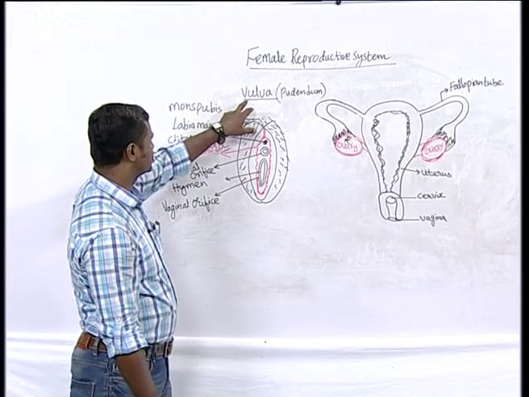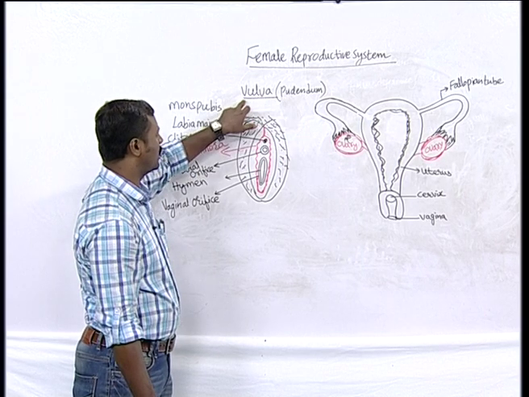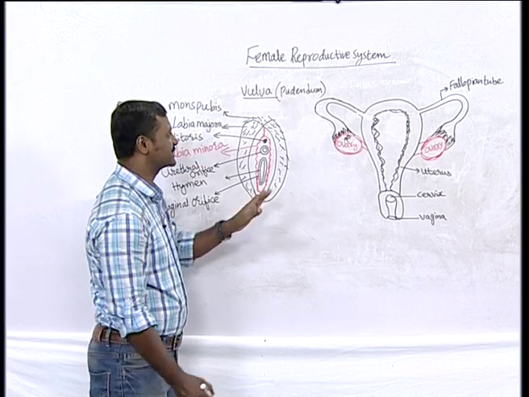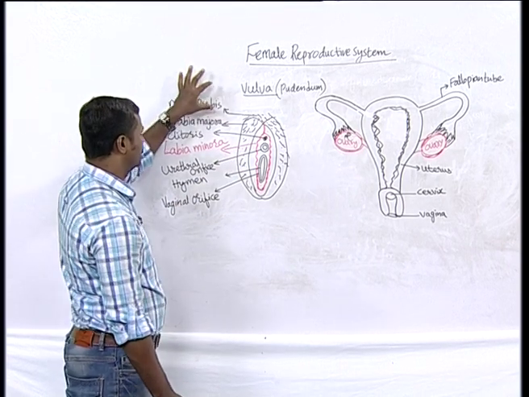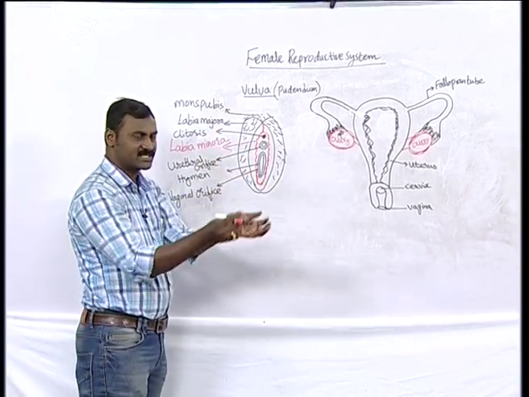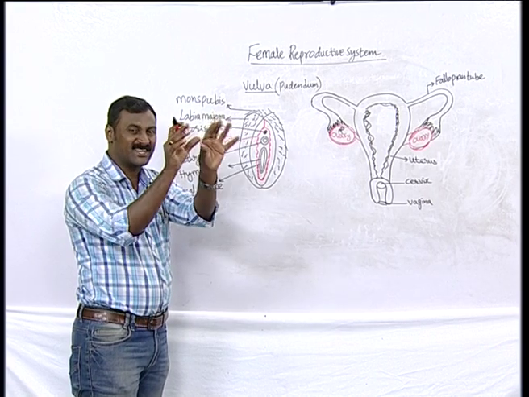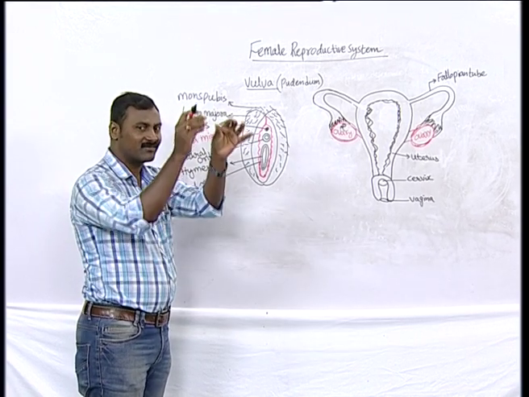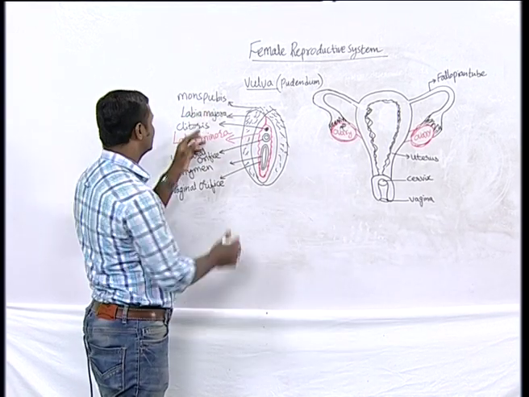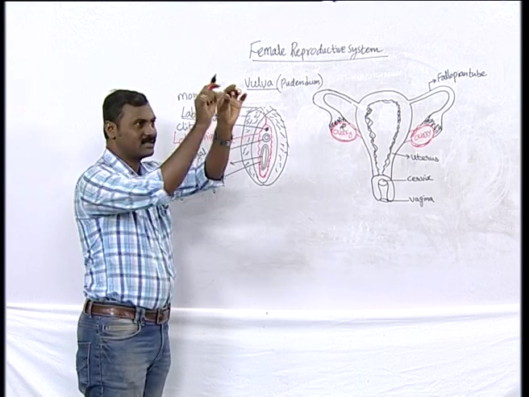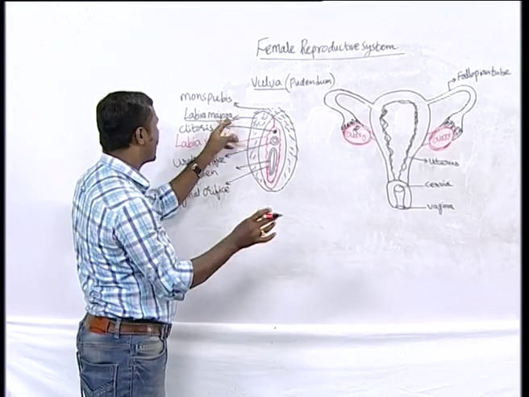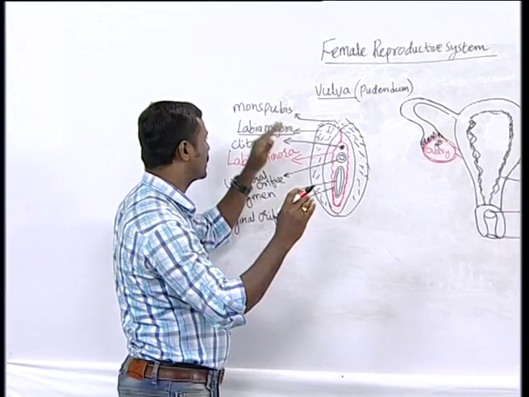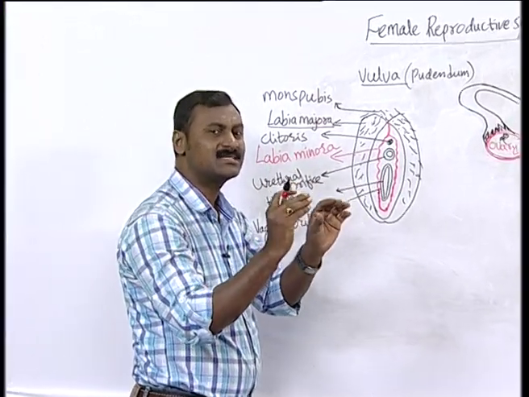Now let us see the structure called the pudendum or vulva, which is a slit like structure in the female external genitalia. Here you can see two fleshy lobes. They are vertical lips, called labia majora. What are the vertical lips in the female reproductive tract? They are called labia majora, and above the labia majora you can see fat.